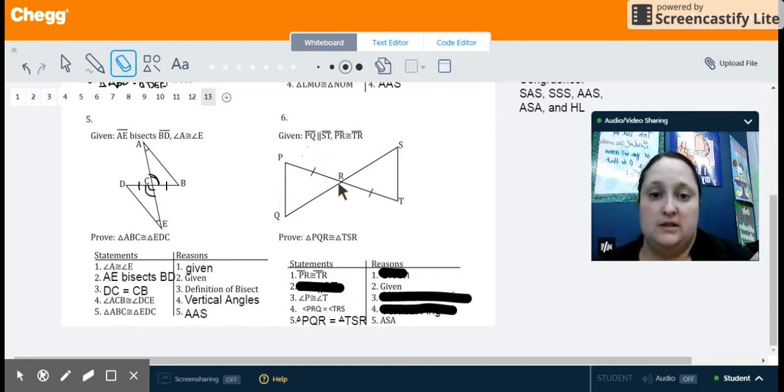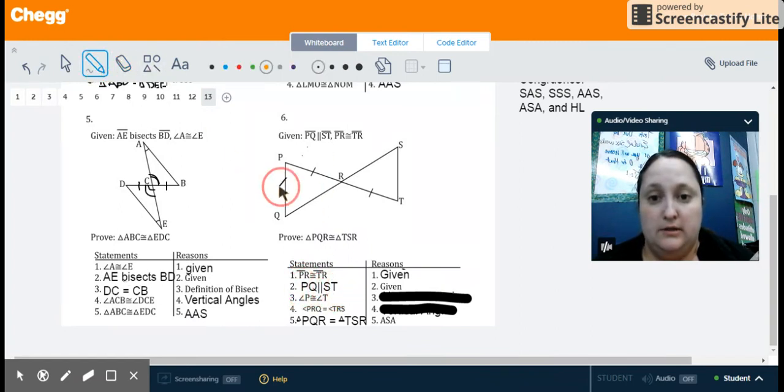Okay, number 6 here. We have PR is congruent to TR. It's already marked for us. It is therefore given to us. Now, we are also given that PQ is parallel to ST. I'm going to mark that on my diagram because it's not marked. Parallelism, we mark with a triangle. Okay, so these two sides are parallel.